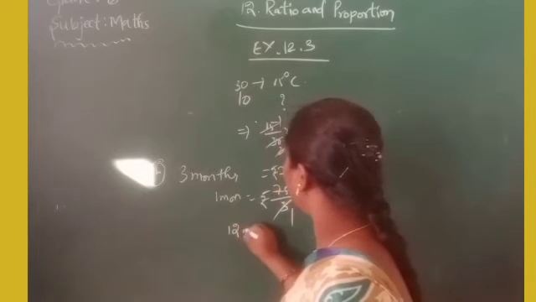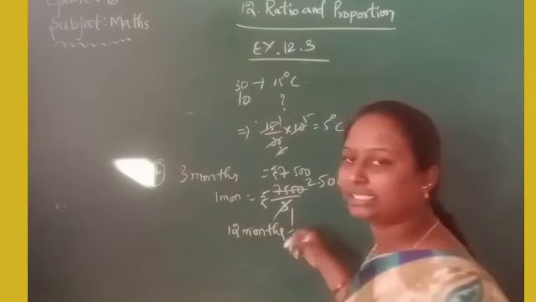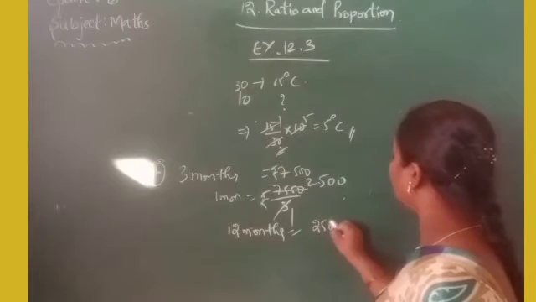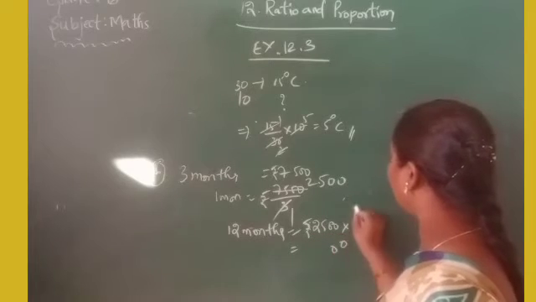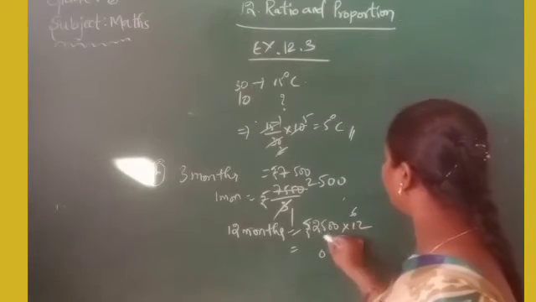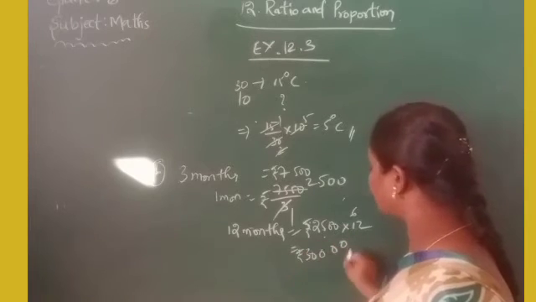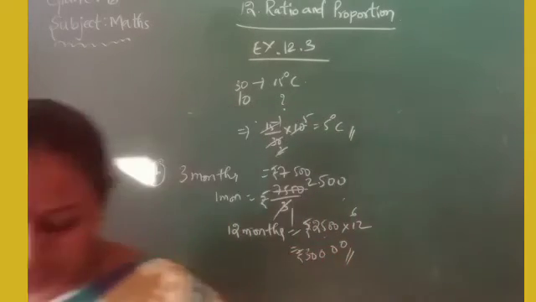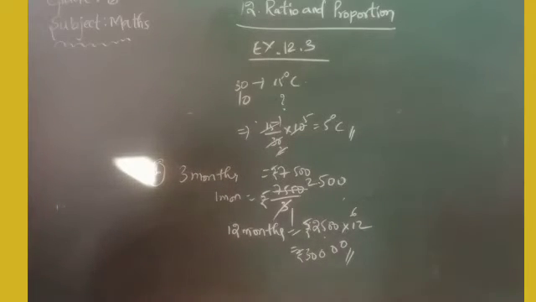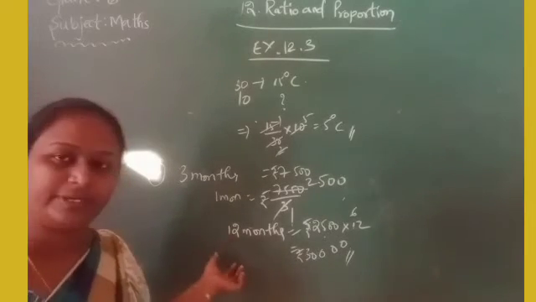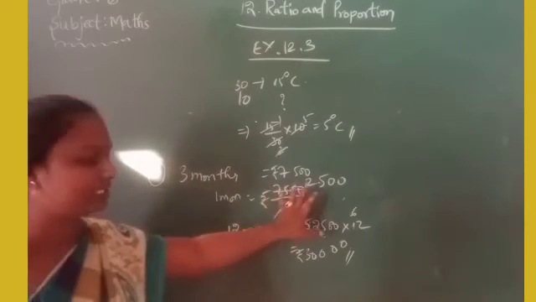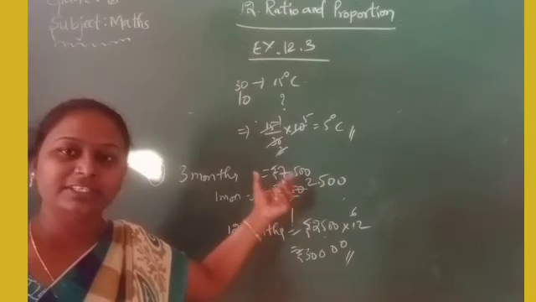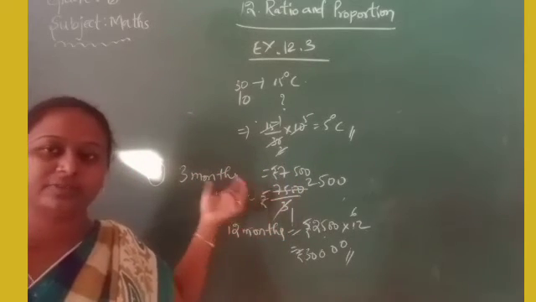For 1 year means 12 months. For 12 months, how much amount does she have to pay? 2,500 rupees into 12. Multiply: 0, 0, 12 5s are 60, 12 2s are 24 plus 6. How much for the whole year? 30,000 rupees. Okay, children, 1 year means 12 months, 30,000 rupees. No need to worry, because in some other textbooks different values are given, so whichever value they give, we have to be ready to solve.